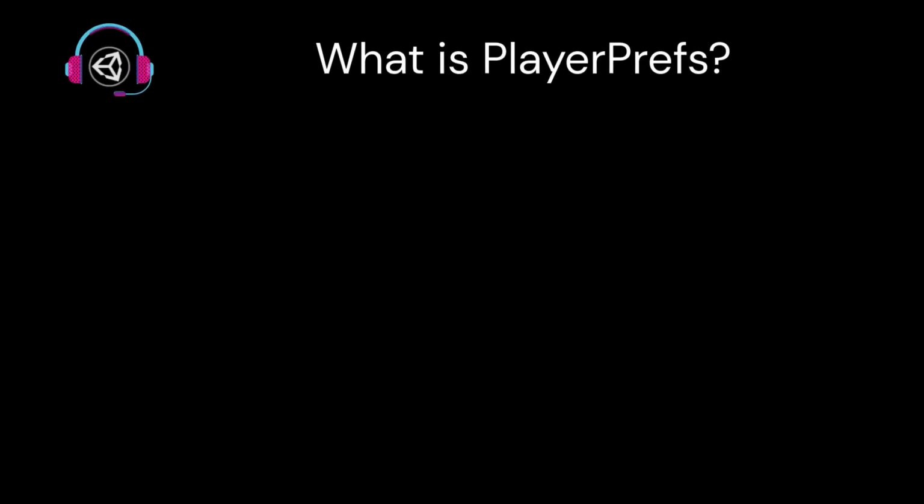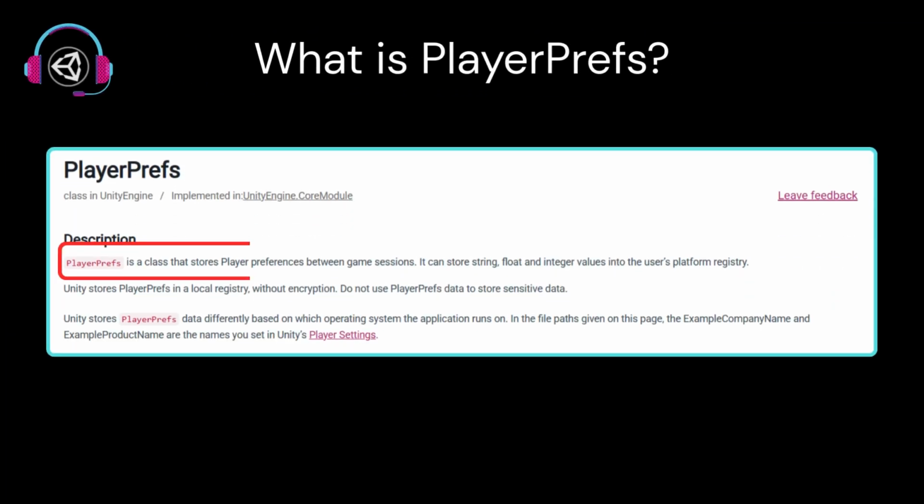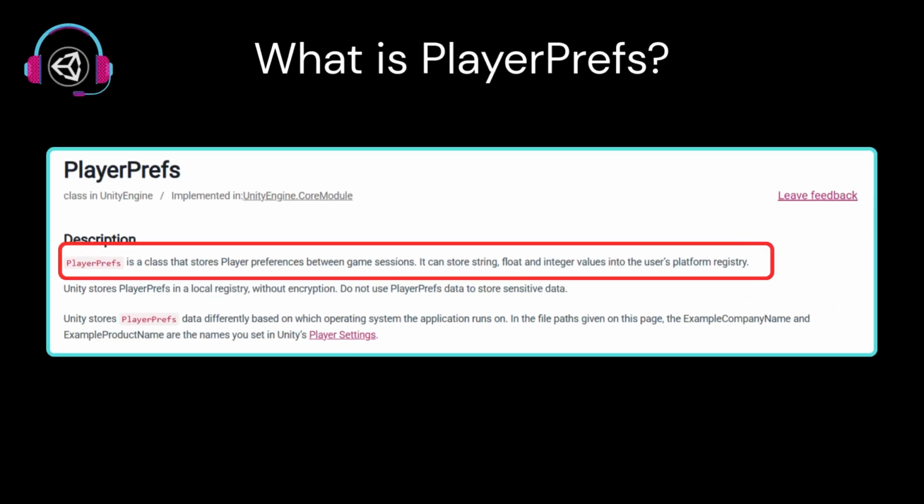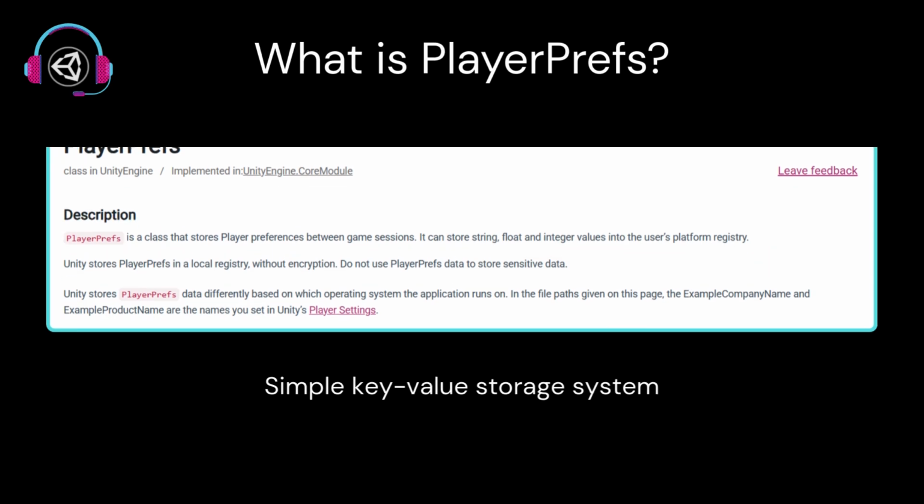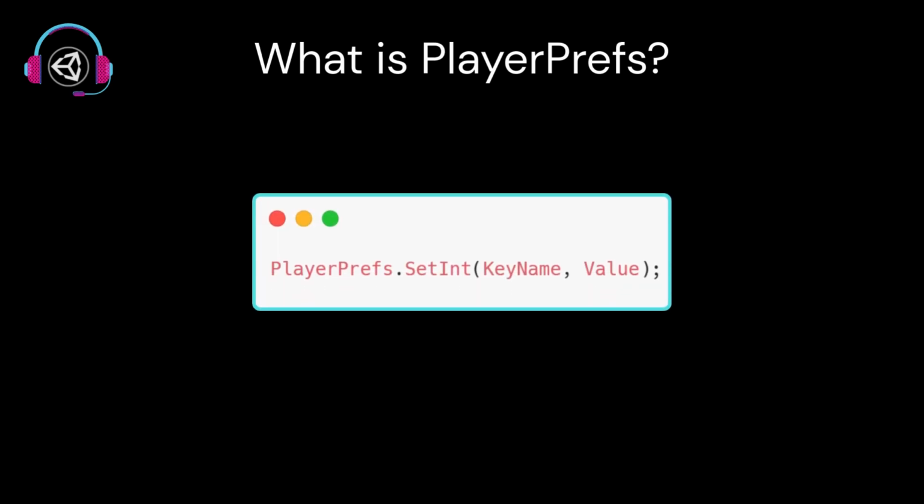Alright, so what is PlayerPrefs? It's a built-in Unity class designed to store a small amount of player data and retain it between game sessions. Think of it as a simple key-value storage system. You give it a unique name, or a key, like MasterVolume, and it stores the value associated with the key on the user's local machine, whether it's a PC, Android, or iOS. This is perfect for basic things like volume settings, graphics quality presets, tracking the last level played, or maybe just a simple high score that persists every time you close the game.